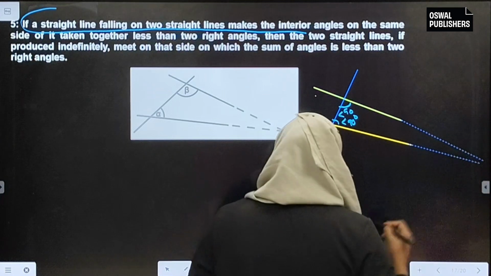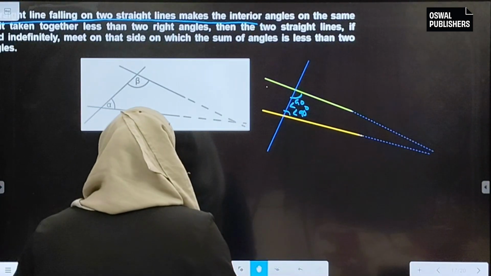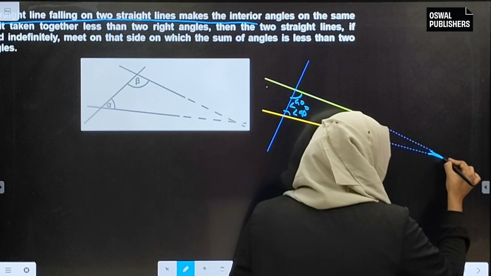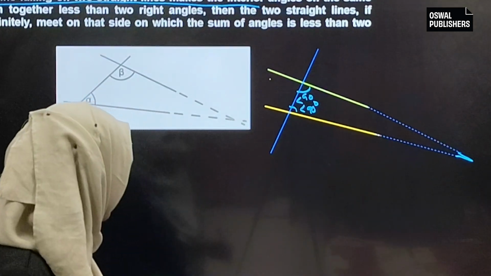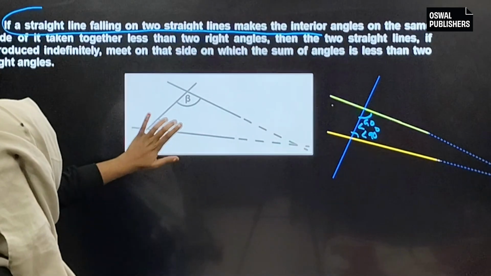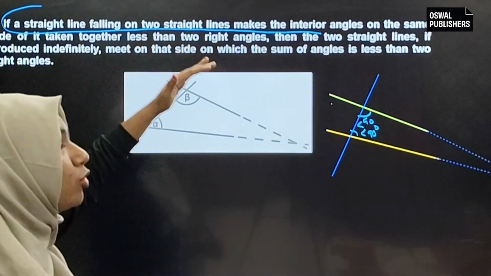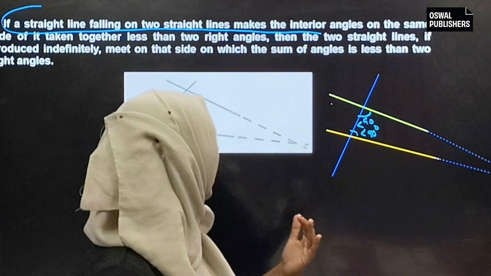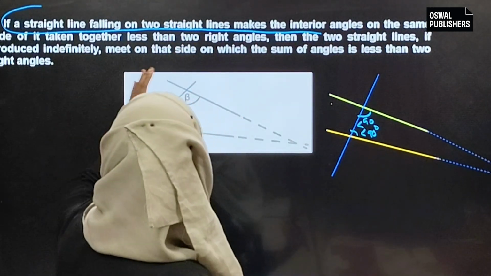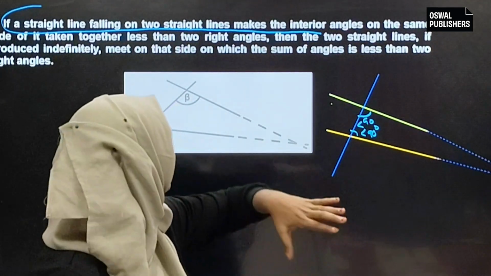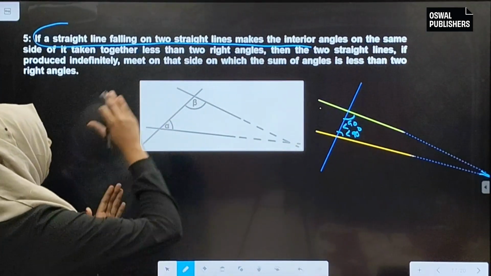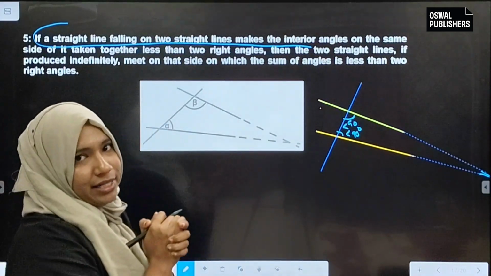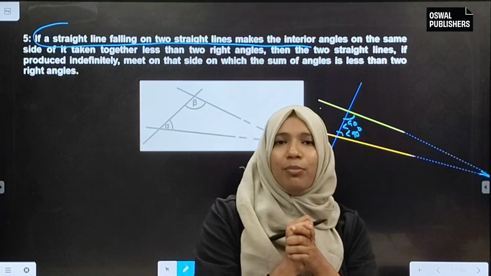Okay, so you can see that it will meet, and the angle at the point where they meet is of course less than 90 degrees. So this is what it is saying in this postulate. If a straight line falls on two straight lines so that the interior angles on the same side of it taken together are less than two right angles, then the two straight lines, if produced indefinitely, meet on that side on which the sum of the angles is less than two right angles. So this is the fifth postulate given by Euclid.